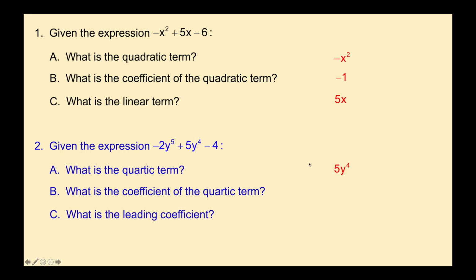The coefficient of the quartic term is the number in front, so that's going to be 5. And then what is the lead coefficient? Again, we don't decide what the lead coefficient is until it's in standard form, and then it's going to be the very first coefficient in the expression, and that's going to be negative 2.